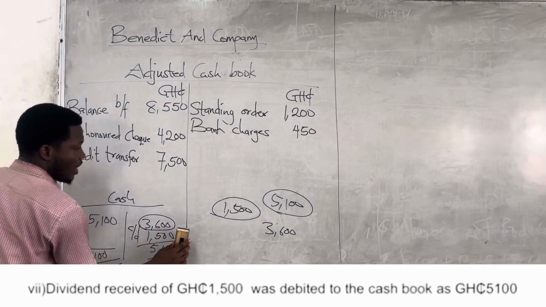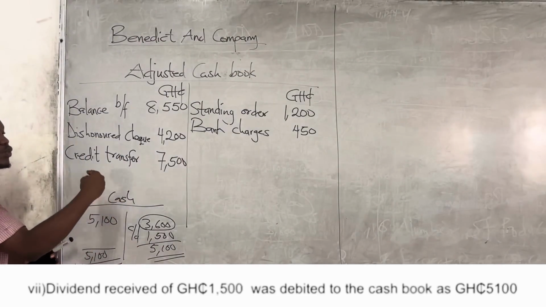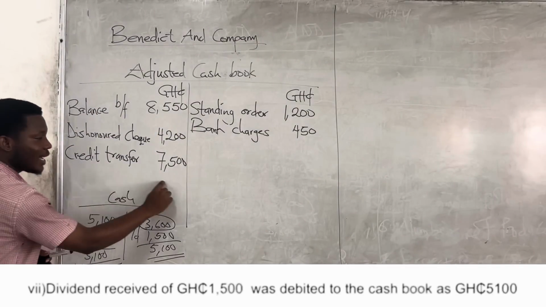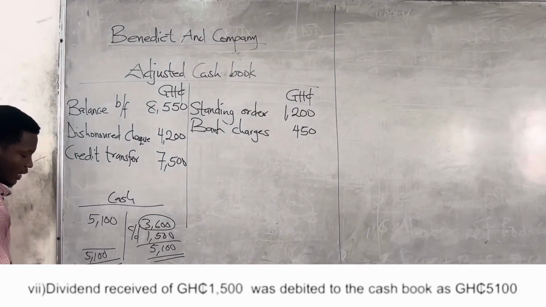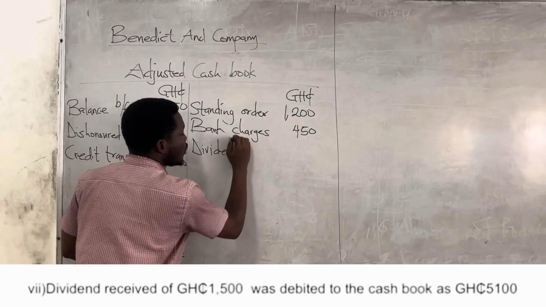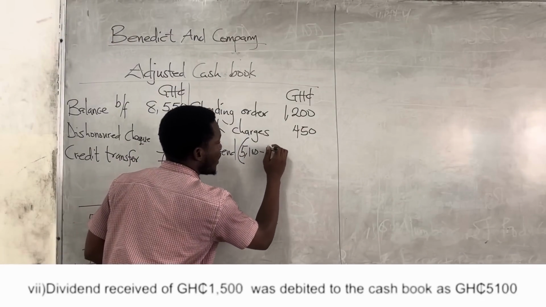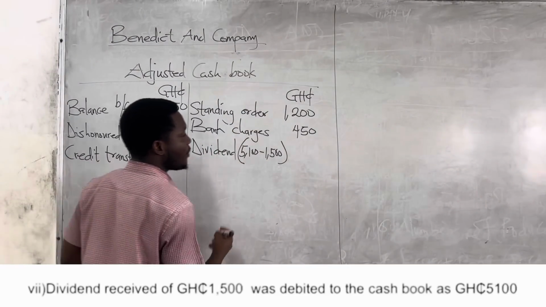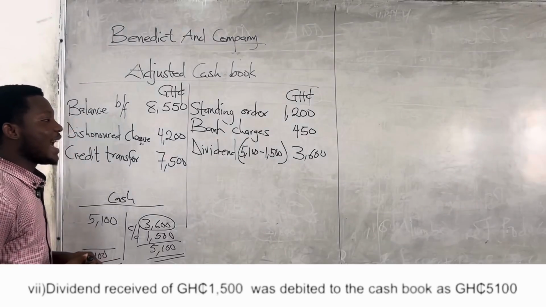So this is what we have worked for. The dividend was supposed to come here, but we have overstated it. So right now we have to deduct that amount from it. In accounting, we don't cancel. So we have to put an amount here that will cater for it to get the 1,500. So we have our dividend here. We have 5,100 minus 1,500, so the difference will be 3,600. This is our dividend.